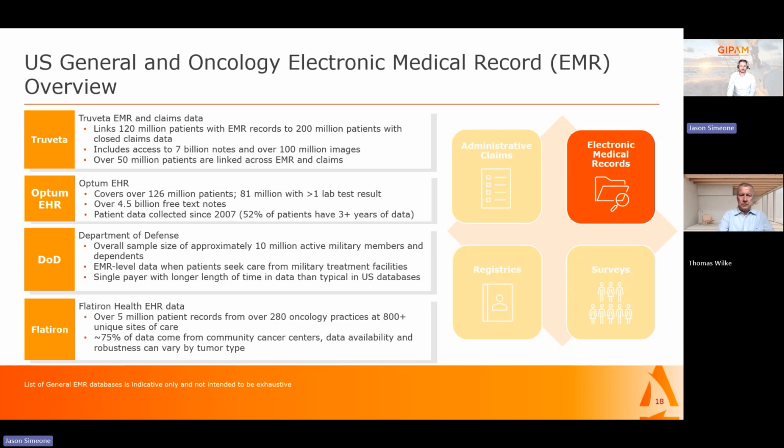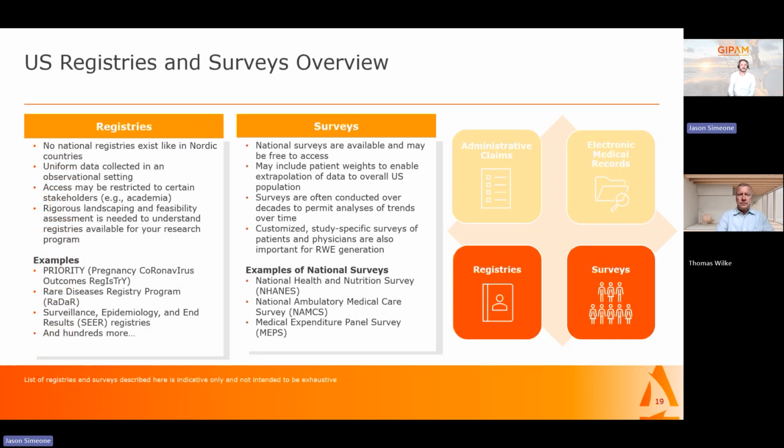There are many others, of course. Again, this is not intended to be a full comprehensive list of all data sources available. And finally here, I just wanted to highlight two other sources of data available in the US. There are a large number of examples in both of these categories in the United States. So the first are registries, and Thomas gave a really nice comprehensive overview of this data source. Wanted to highlight that there are really no national registries that are available here in the US, like in other countries, such as Nordic countries, for a number of reasons.